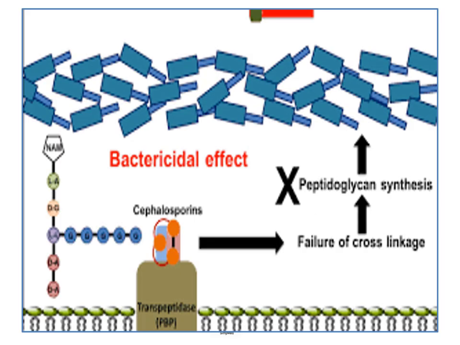This is just a picture of the bactericidal effect of cephalosporin. Remember, its work is to prevent the cross-linkage of the peptidoglycan cell wall, which strengthens the cell wall, and that would eventually lead to vulnerability of the cell wall and eventually lysis of the bacteria.